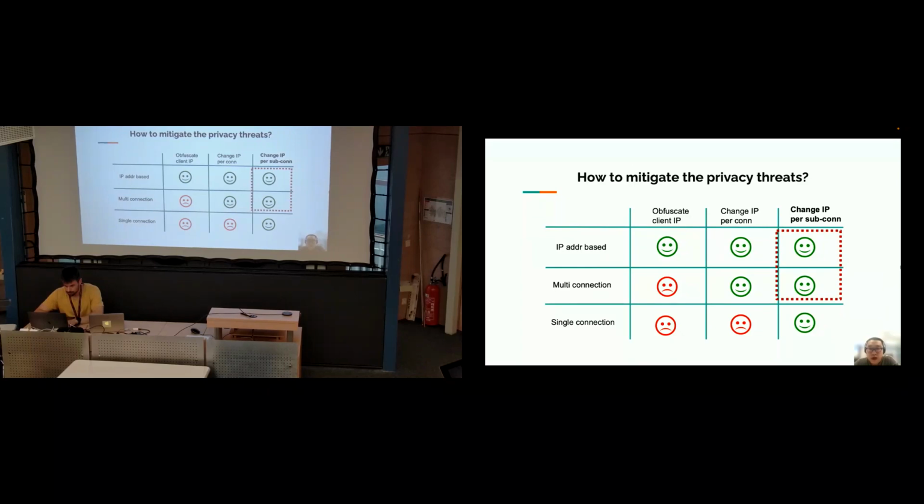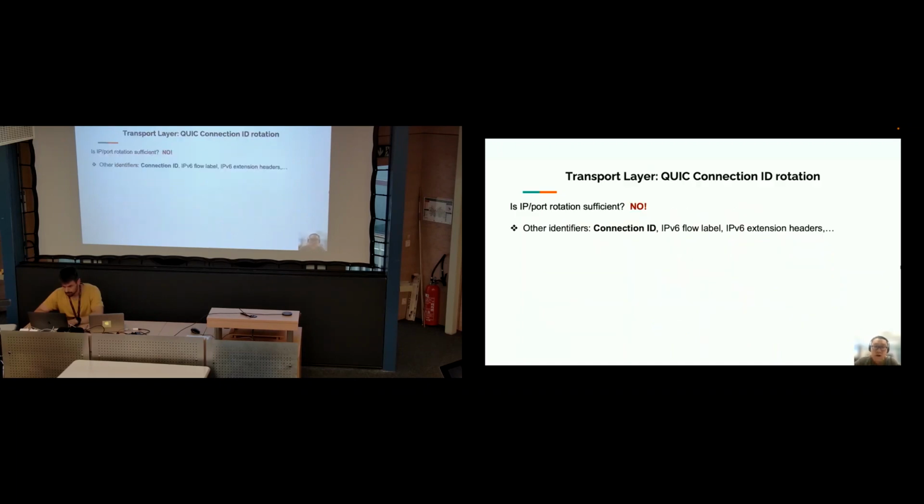Now with QUIC IPv6 address encryption and encoding and key rotation, Raven achieves subflow unlinkability and is able to provide protection against the first two types of attacks. Unfortunately, this is still insufficient for mitigating those advanced traffic analysis attacks, because there are other identifiers in the packet headers, such as the QUIC connection ID, IPv6 flow label, and the extension headers.